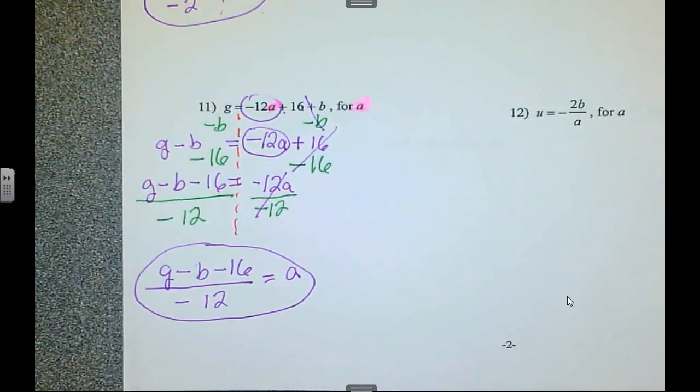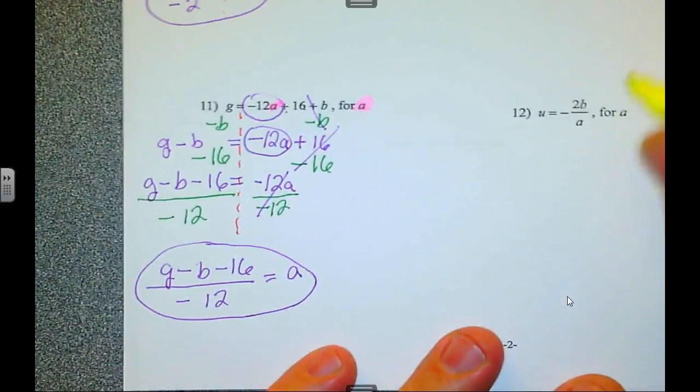Okay, it says solve for A. Solve for A. So you're gonna divide.